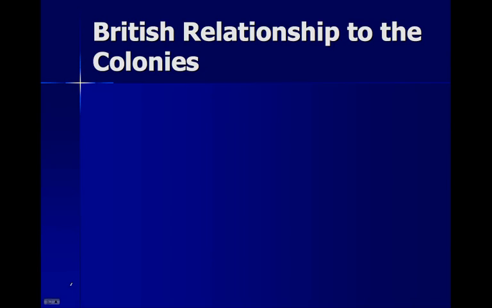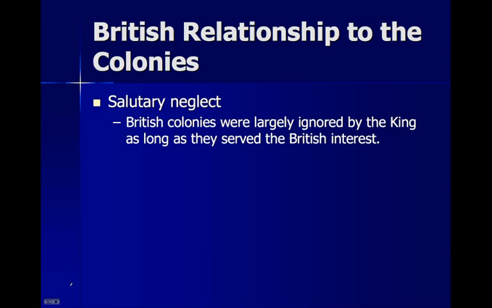Now, all of these different colonies each had different relationships with the king, but more or less the king's idea of a relationship was what we call salutary neglect. Salutary neglect basically meant that the king pretty much ignored the colony as long as the colony was doing what he wanted them to do. And so that meant that he kept his soldiers out, that meant that he got the money, he sent supplies, and that relationship was solid.